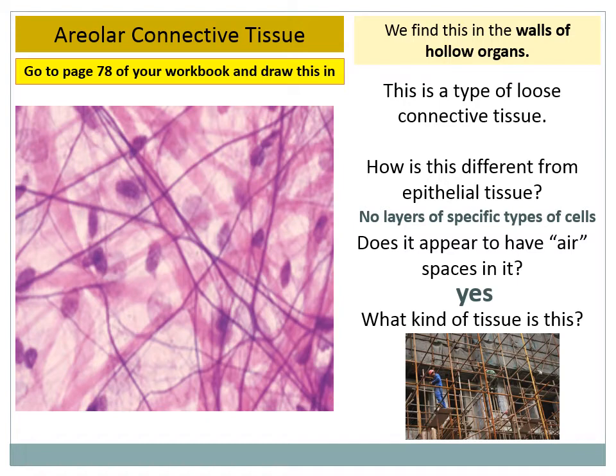So we know that this kind of tissue is areolar connective tissue. We find these again in the walls of hollow organs. The way that I remember this, a hollow organ would have air in it. Okay, so that's how I remember areolar tissue. Hollow organs would have air in them.